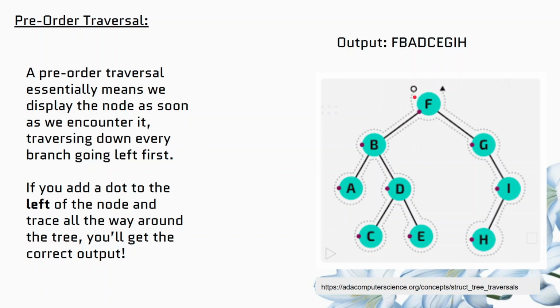For example, if you want to traverse around this tree, we're going to go all the way around it from left to right, hugging the tree, and whenever we encounter a dot, we display it. It's going to work, right? We encounter F straight away, display it, then B, then A, D, C, E, all the way around, D, and G, I, H. So that displays the correct output for a pre-order traversal.